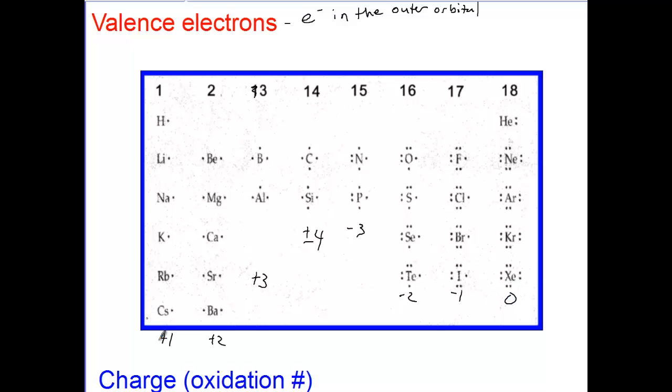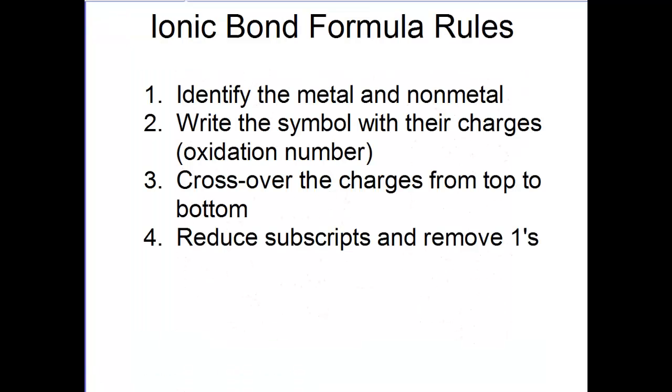So again, we're counting from +1 up to 4, and then from 4, we'll count back down to 0. So you want to learn that pattern so you can pull these elements out quickly and know their valence electrons and oxidation numbers without having to think too much about it. There are some rules when we're dealing with ionic bonds as far as forming the formulas.